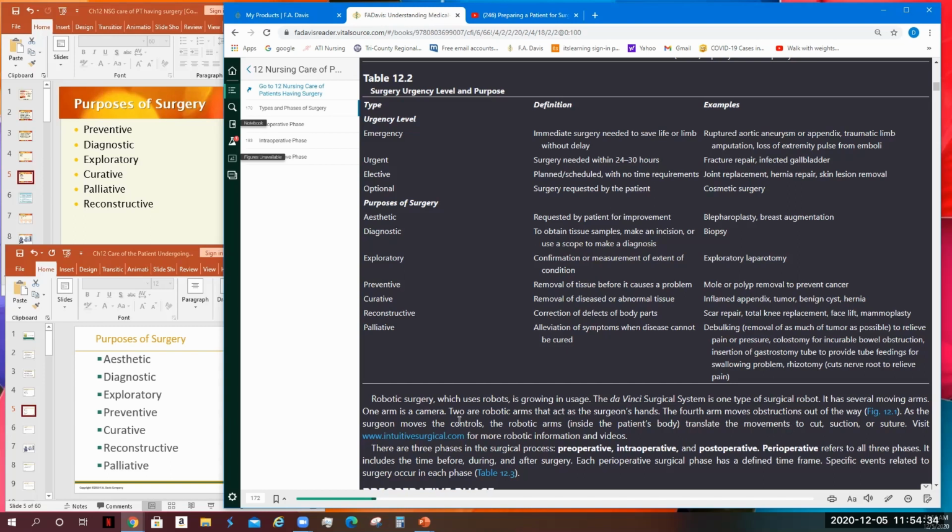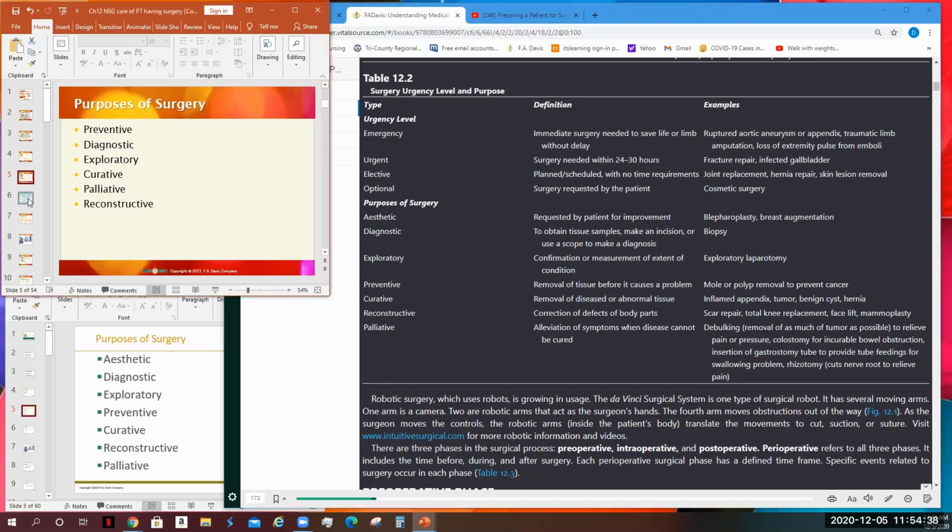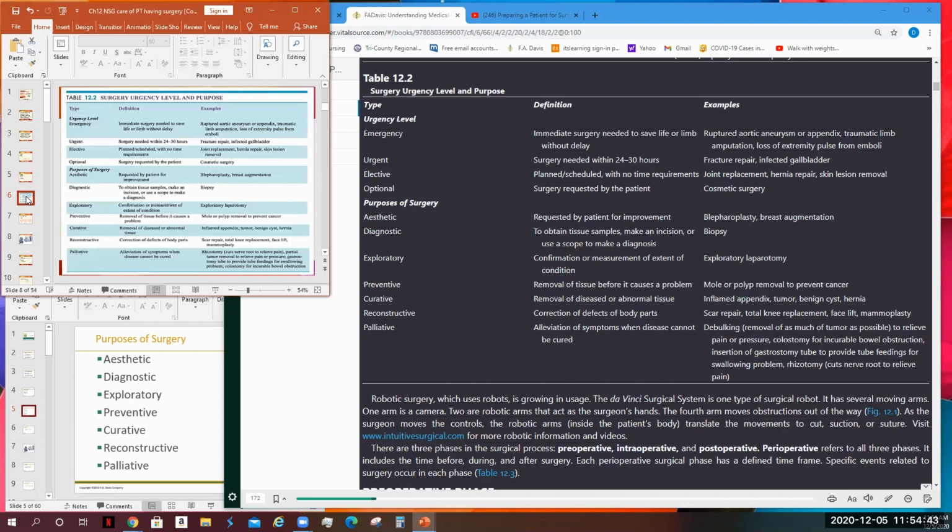Robotic surgery, which uses robots, is growing in usage. The Da Vinci surgical system is one type of surgical robot. It has several moving arms. One arm is a camera.